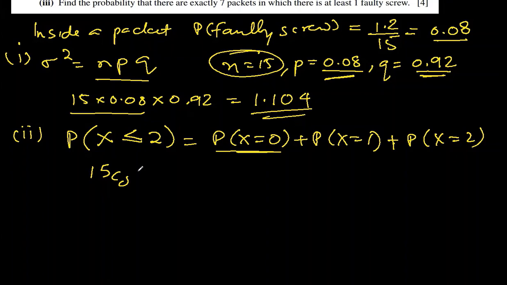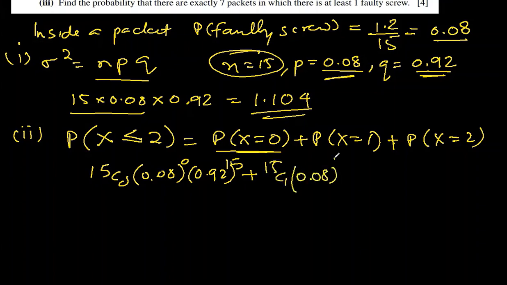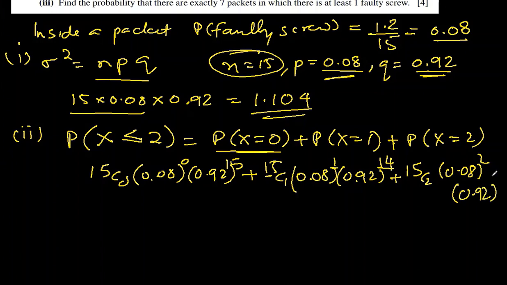All right. So binomial probability will be 15C0, 0.08 to the power 0, 0.92 to the power 15, or 15C1, 0.08 to the power 1, 0.92 to the power 14. The sum should be 15: 1 plus 14 equals 15. And then 15C2, 0.08 to the power 2 and 0.92 to the power 13. All right, these are the three cases. Let's put them in our calculator and we get 0.887. That's the probability.